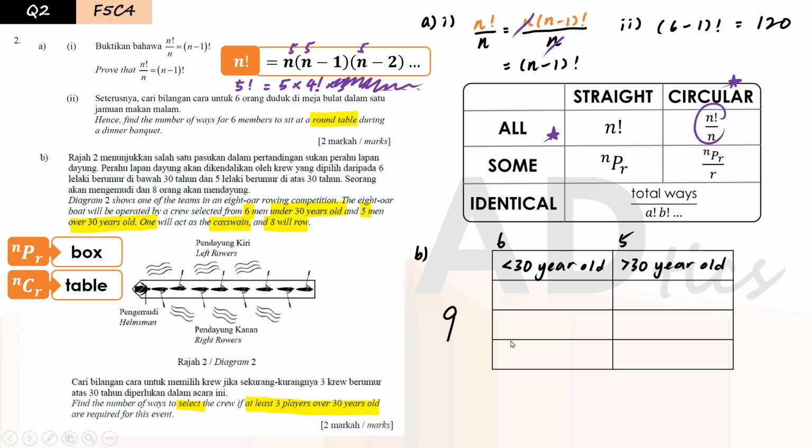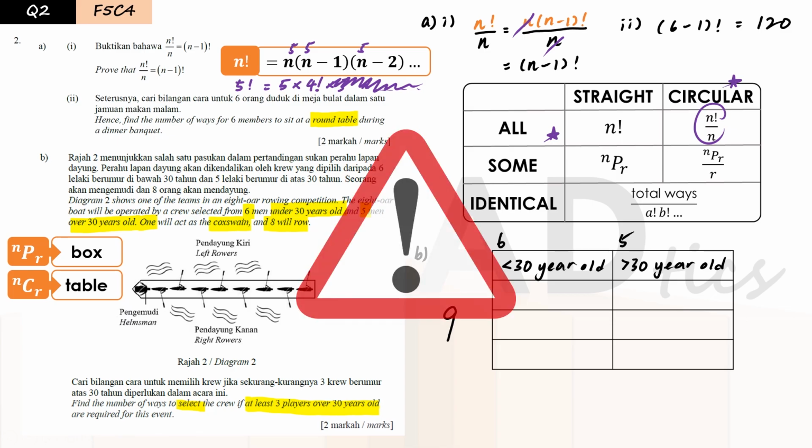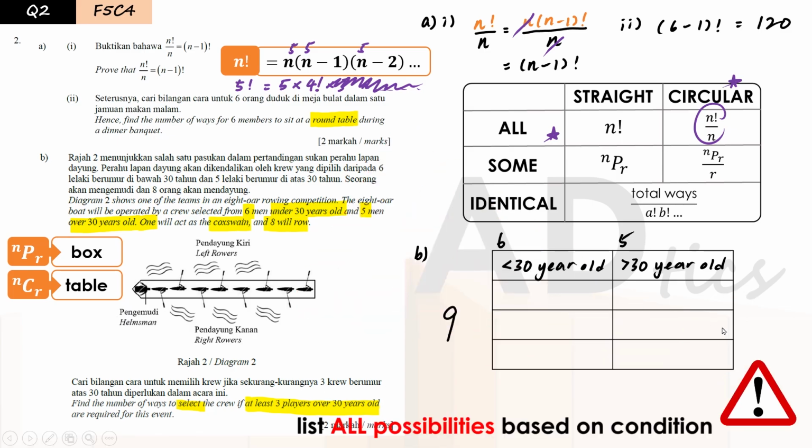Okay, so now going back to our condition that we need to satisfy, which is at least 3 players over 30 years old must be in the team. Alright, so for this table, let's list out all the possibilities that can satisfy this condition. The most obvious possibility would be I choose 3 players over 30 years old. So I put a 3 here, and this would be my first situation.